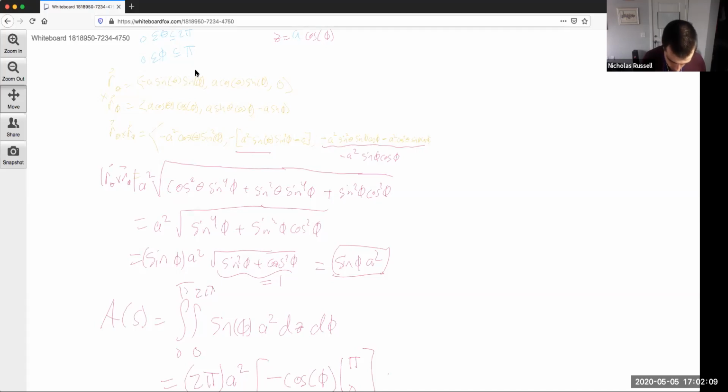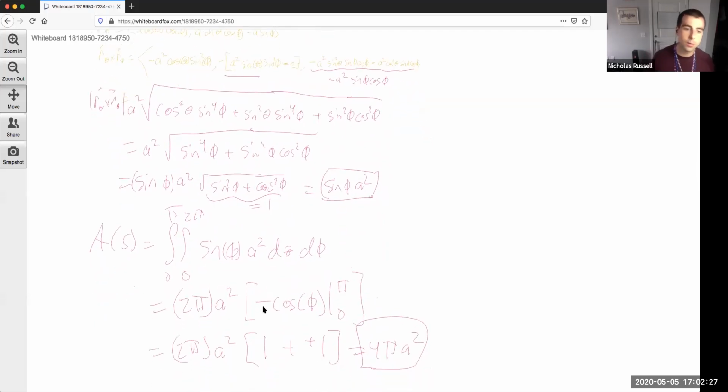Well, this becomes then 2 pi a squared. This right here becomes a negative 1, so it's a 1 minus a negative 1. And so therefore we get 4 pi a squared as our answer, which is our answer right here. And that's the surface area we thought about at the beginning.